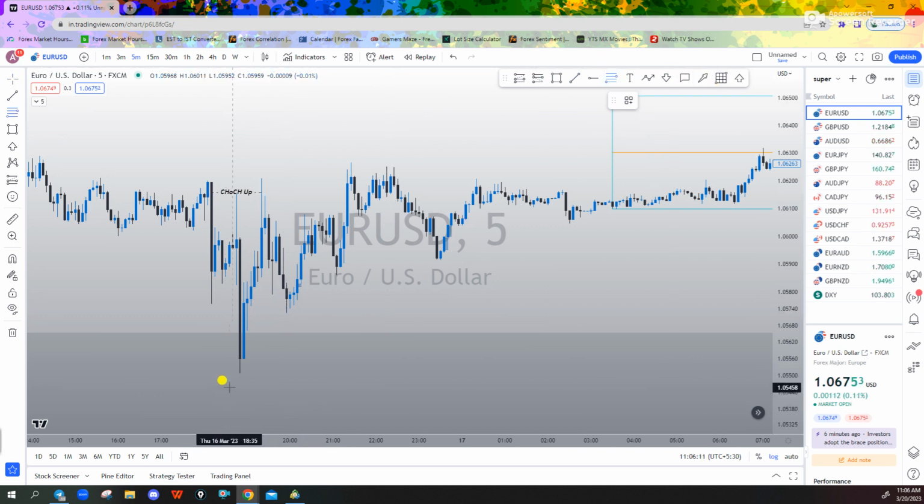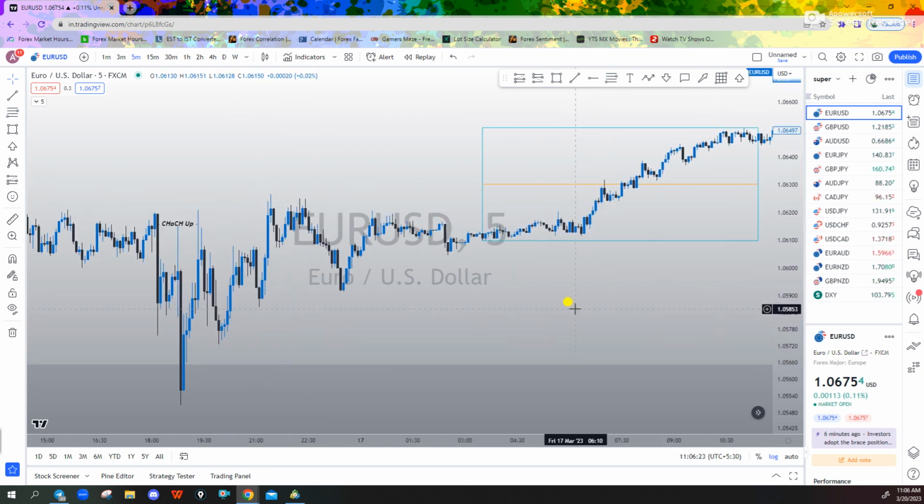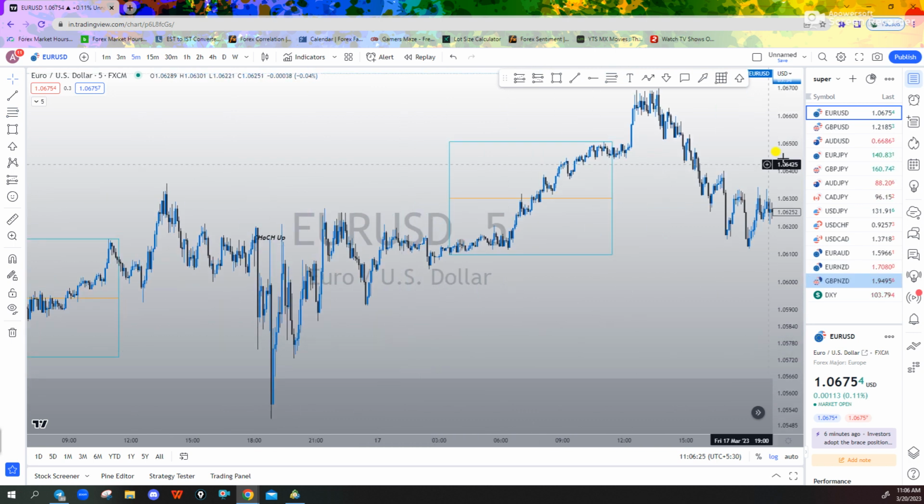Look into the Fibonacci tool. Okay, so these things and all are based on your strategies. Okay, it came to the discounted area. Entry models depend upon people, change from person to person. See, after that market has given a rally.